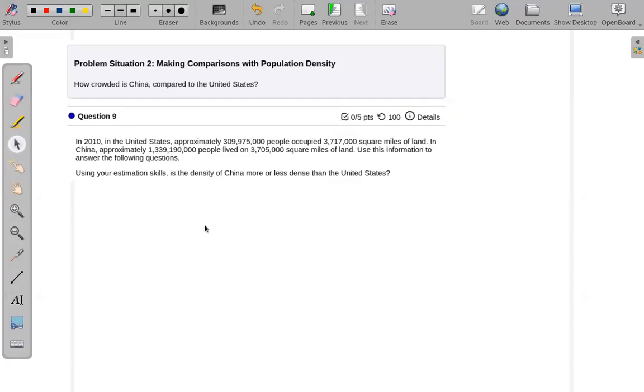Writing things down helps me organize my thoughts about something like this. So I'm just going to recopy the information about China and the US. Let's make a table where we have the country's population, the country's area, and then we can use those to think about the density.